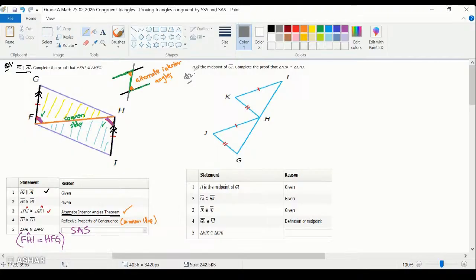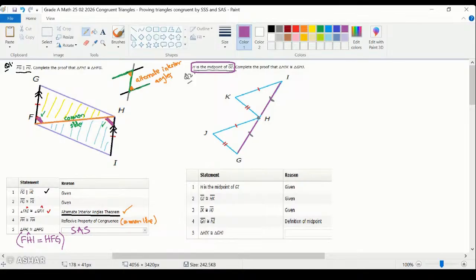H is the midpoint of GI. That means this length and this length is equal. Agreed? I'll just mark these lengths. This length and this length is equal as per this given information.